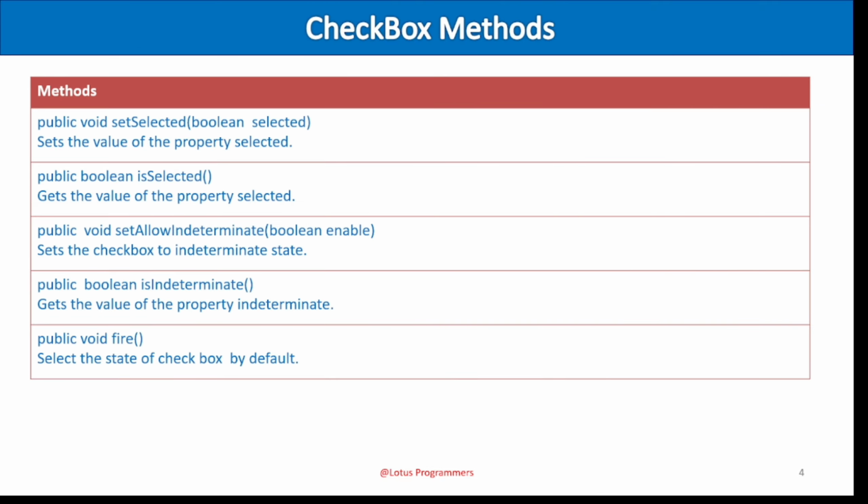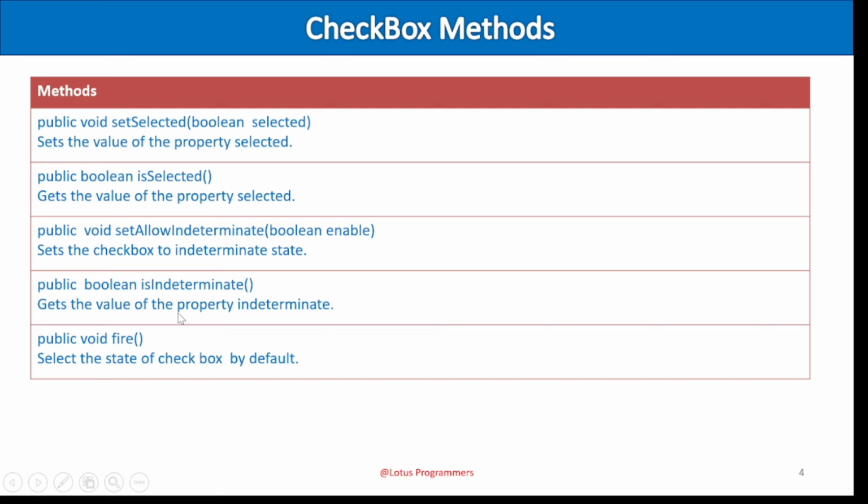Let us take the discussion of methods of CheckBox. The first method is the setSelected method. We can put the checkbox by default in the selected condition. The second method is the isSelected method, which is used to check whether the checkbox is selected or not. The third method is setAllowIndeterminate of boolean enable. In order to set the checkbox to the indeterminate state, we will call this method by taking true as the argument to the setAllowIndeterminate method.